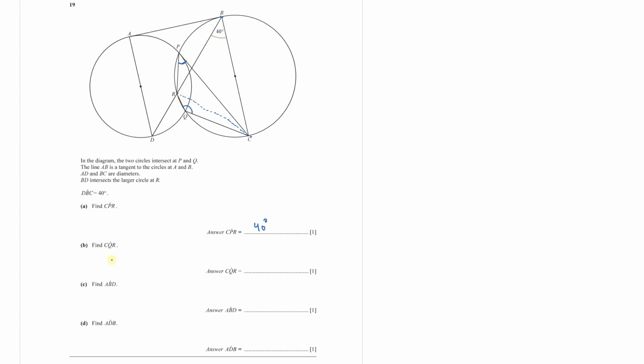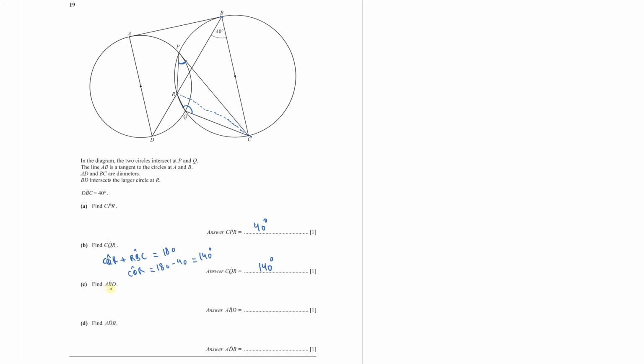So angle RQC or CQR plus angle RBC should equal 180 degrees, and we know this is given as 40 degrees. So CQR is 180 minus 40, which is 140 degrees. Although it says that DBC is 40, DBC and RBC are the same angles because this is a straight line. We're given that this is a straight line. So this is equal to 140.